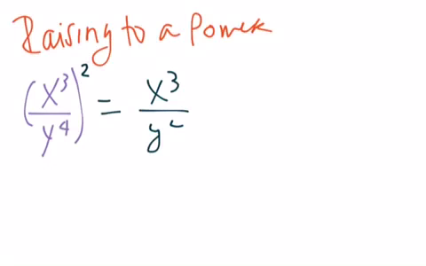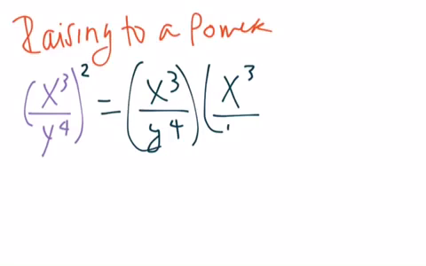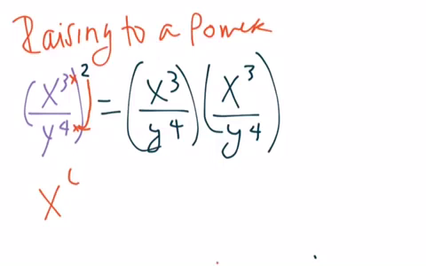x cubed over y to the 4th times x cubed over y to the 4th, right? That's what that equals, okay? But instead of showing this work, all you're going to do here is multiply these exponents together. That's all we're going to do. So what I mean by that is you're going to multiply the 3 by 2 here and the 4 by 2 there. So that's going to give you x to the 6th over y to the 8th. Okay? That's how raising a power is.